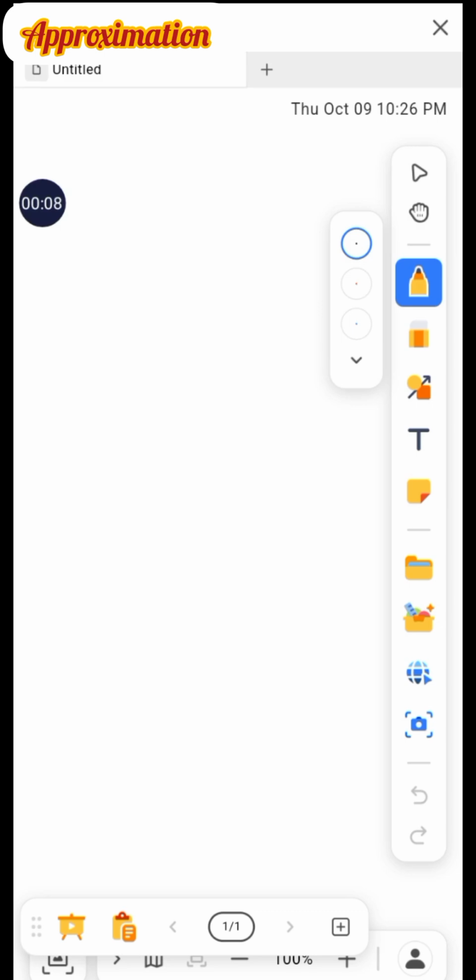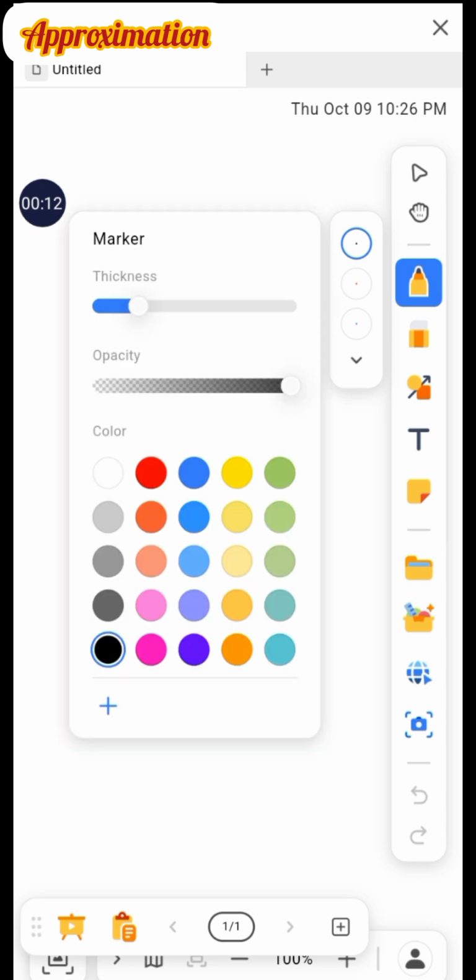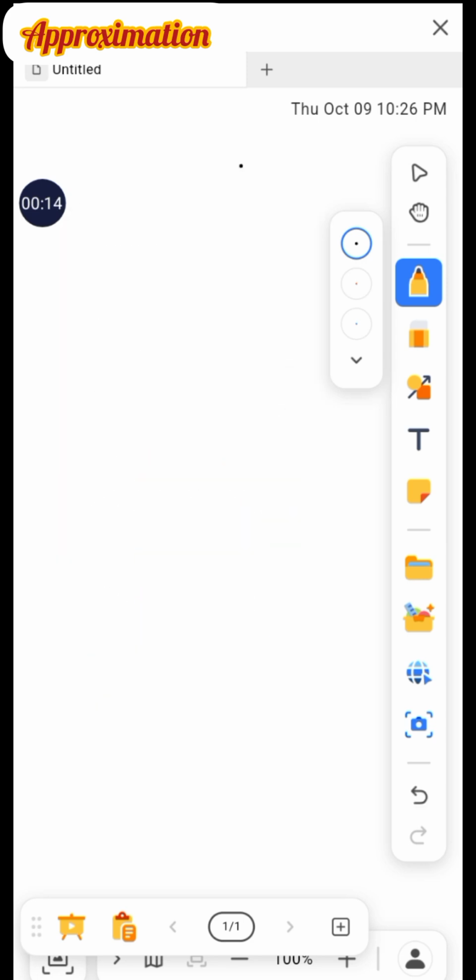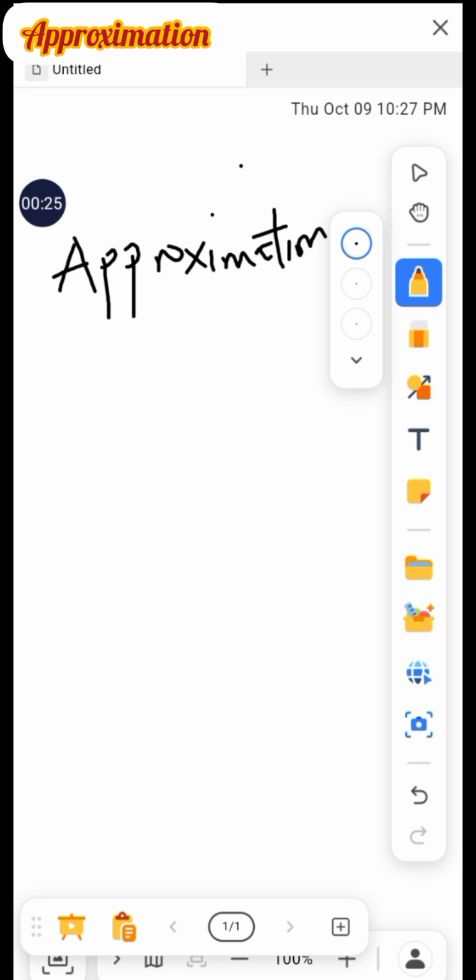So this evening we are going to be talking about approximations. Approximations is a topic that cuts across GSS 1 and GSS 2, even up to your GS 3. You will still need it. So we want to talk about approximations.